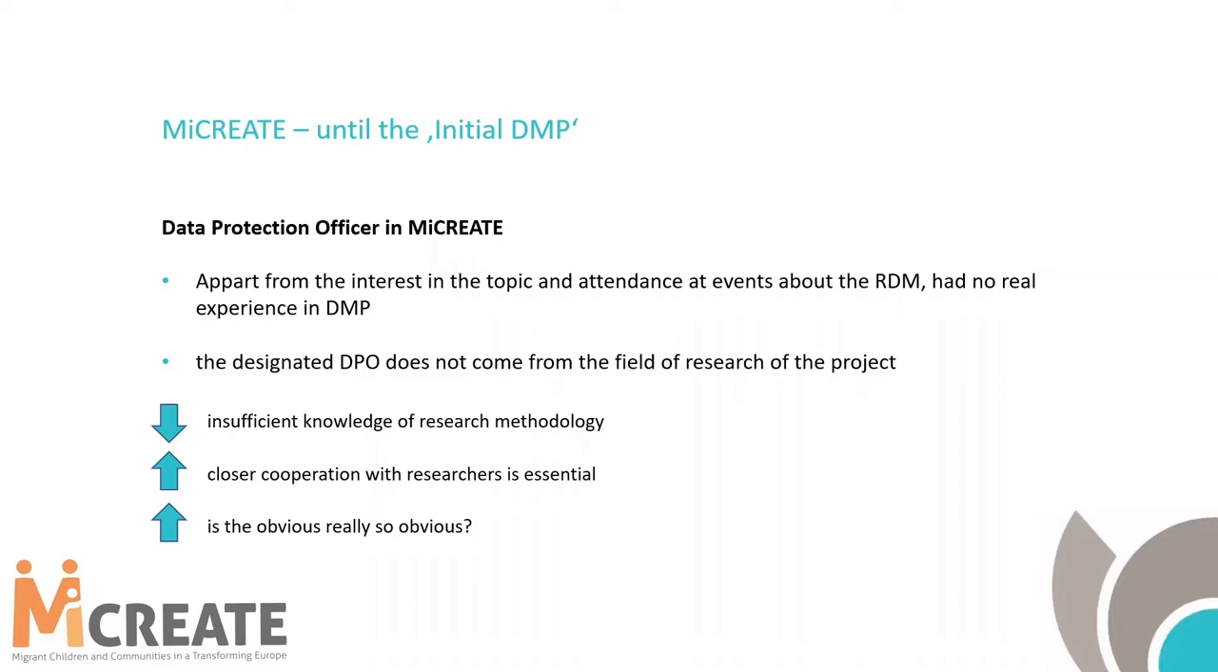One thing that I already mentioned is hidden in the question: is the obvious really so obvious? Now, we said before, 15 partners in the project, 12 different countries. I also administered the Moodle that we used for communication within the project. So I know we had 100 plus staff working within this project. Some people came, some people went, but more or less 100 plus all the time.